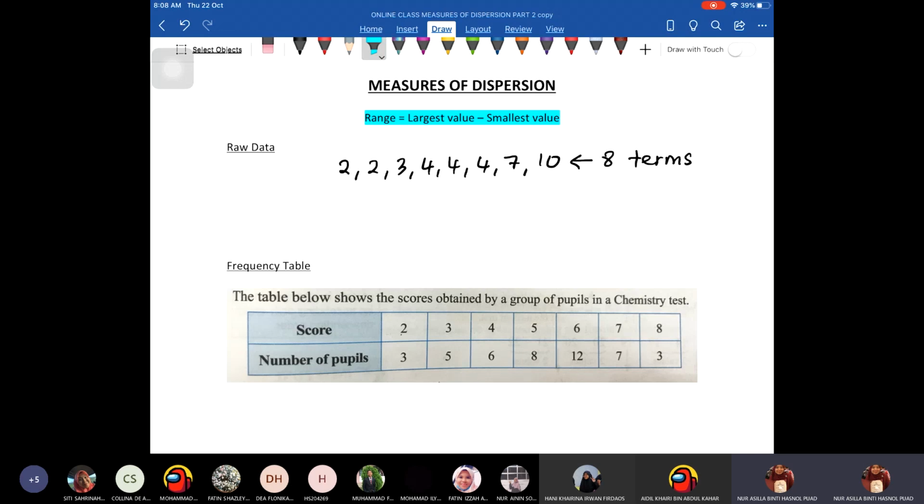So bila kamu dapat this set of data, what we call as raw data, range, just pick the largest value. So if you see here, 10 is the largest value and the smallest value is 2. So range will equals to 10 minus 2. So 8 lah. As simple as that. Okay. So nak cari range, you do not need to arrange your data in ascending order. Okay, but after this, after range, there is importance in arranging data in ascending order. Okay, so ada 8 terms, so that is range.